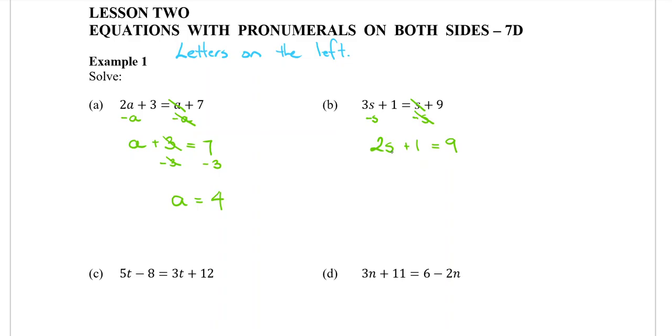Now there are two numbers with the letter S, so I need to do 2 steps to finish this equation. The first step would be to get rid of the 1, so I'll minus 1. That leaves 2S equals 9 take away 1 is 8. Then, to get rid of the 2, because it's multiplied, we're going to divide by 2. That leaves S equals 8 divided by 2 is 4.